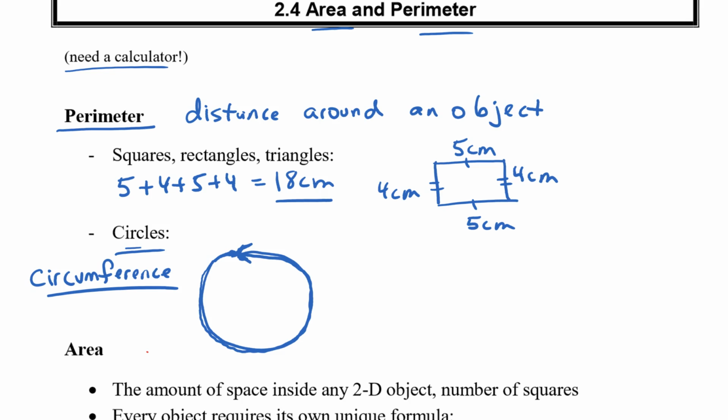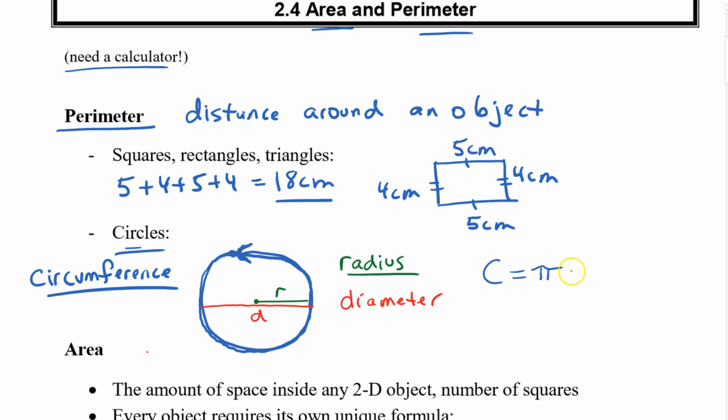So to find that, we need to know the radius. So the radius would be the distance from the center to the edge. Okay, just remember that that is the radius. And sometimes you're given the diameter. So the diameter would be the distance all the way across. So I usually use the formula C equals pi times, actually, pardon me, I usually say 2 times pi times the radius. So let's make up a number for the radius. Let's say the radius here was equal to, I don't know, 4 centimeters.